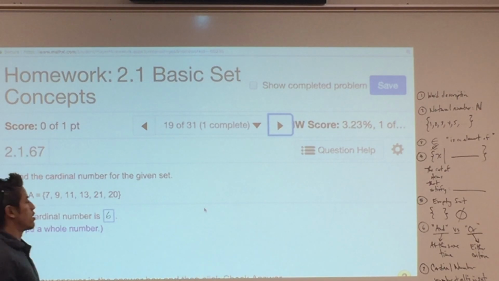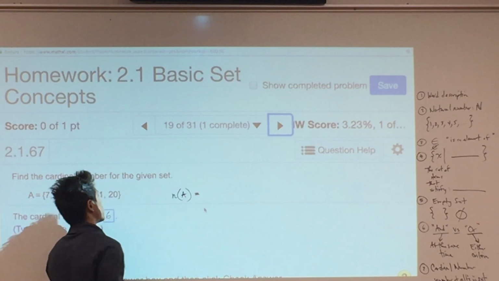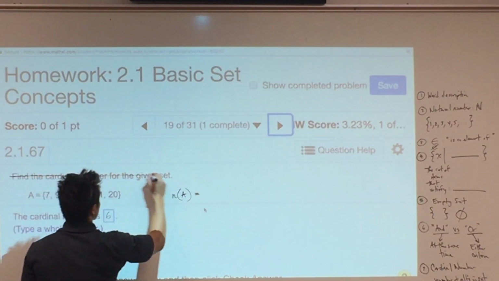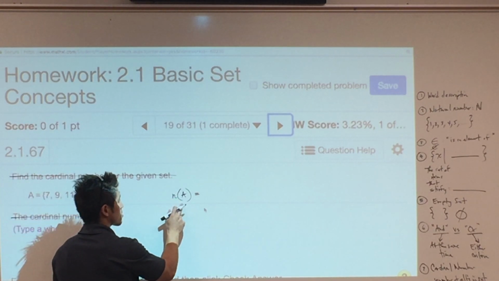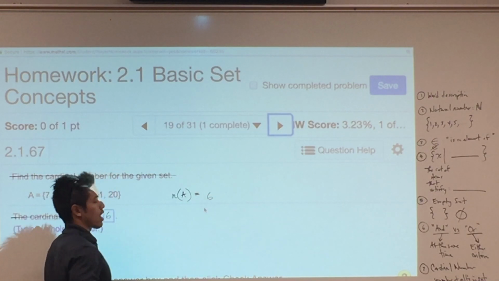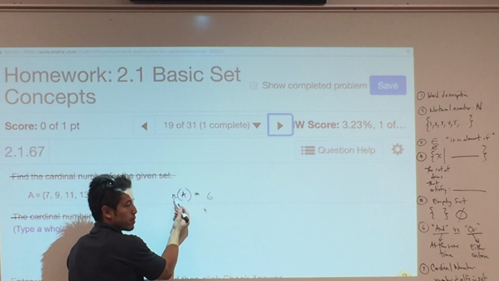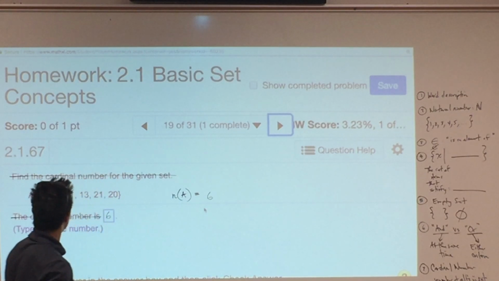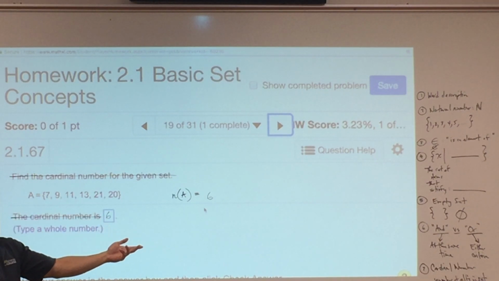Very important note here. If they do this, and they don't write anything else, you should know that they're asking for cardinal number. So if they just list the set A like this, and then they write this, you know they're asking for cardinal number. What is the number of elements in the set A? We need to count the number of elements. In other words, we need the cardinal number.